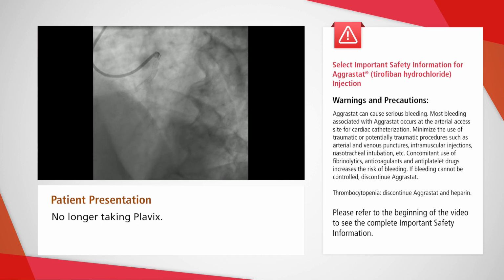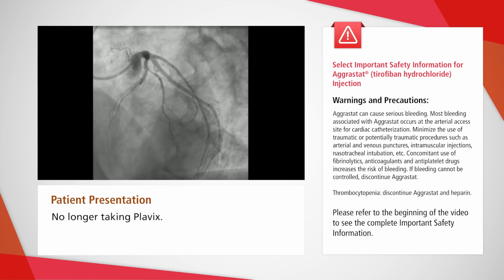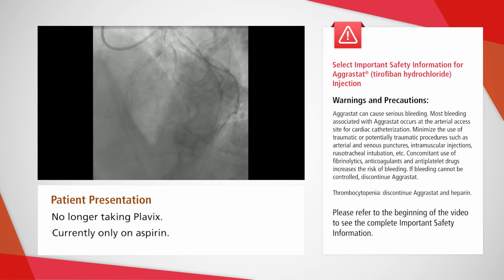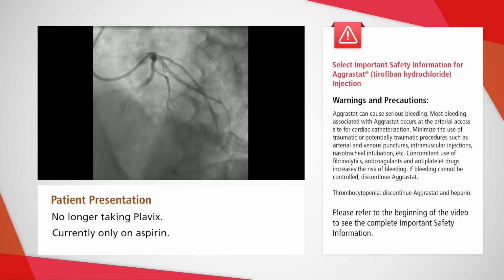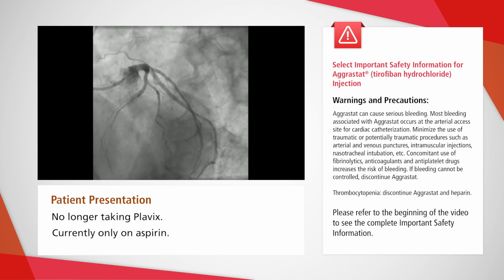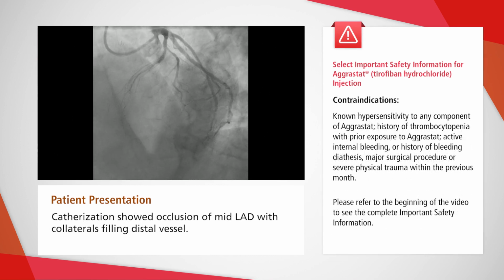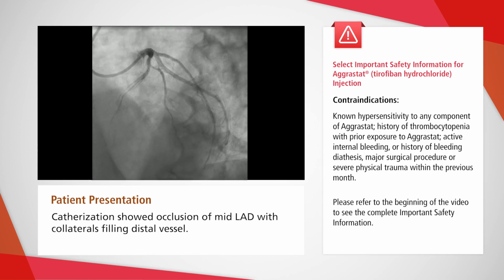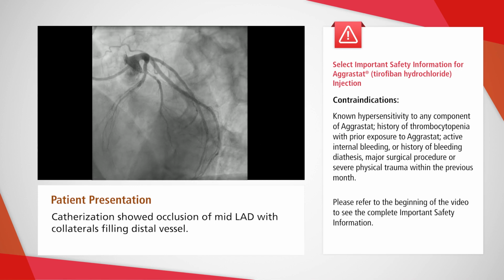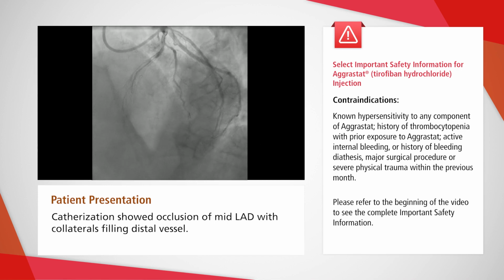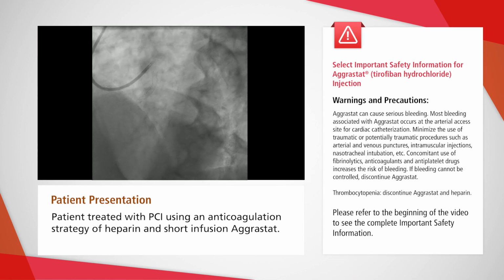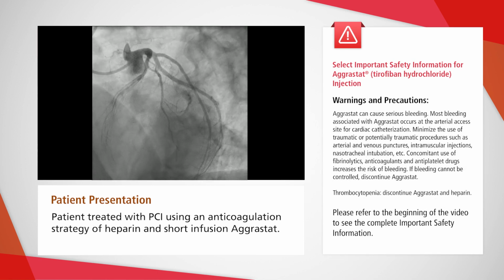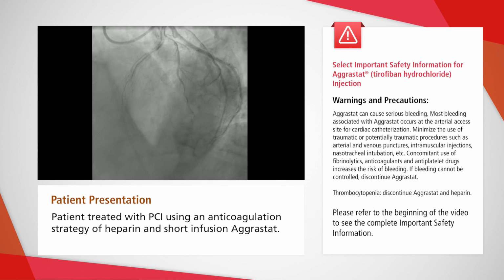He had stopped Plavix therapy after 1 year of dual antiplatelet therapy, and so now at the time of this new admission, he had been off of Plavix for 1 year. He was on aspirin alone. His catheterization showed occlusion of the mid-left anterior descending coronary artery in the stent with right to left collaterals partially filling the distal vessel. The patient was treated with PCI with an anticoagulation strategy of heparin and a short infusion of Aggrastat.